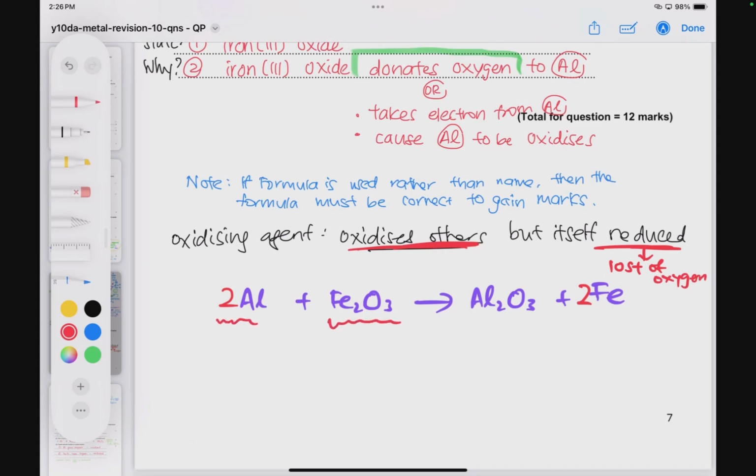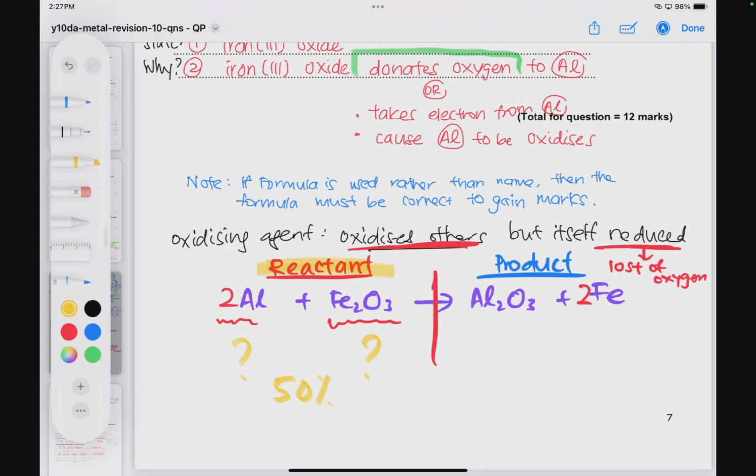So when it comes to this kind of question, you need to be able to see the equation from this perspective. Before the arrow, they are the reactants, and after the arrow, they are the products. When it comes to identifying which one is the oxidizing agent or reducing agent, we are only looking at the reactant part. So it's either aluminium or iron 3 oxide. It is just one of them, so you have a 50% chance of getting it right.